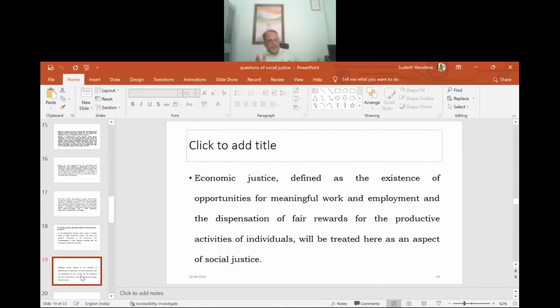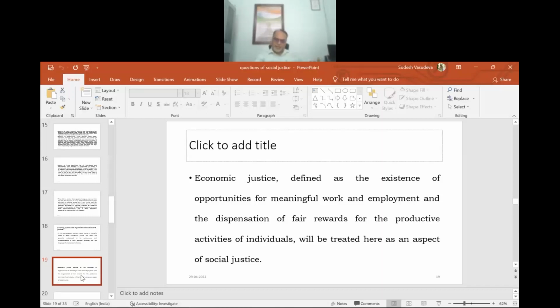The negative aspect of this, which in modern times we understand, is no work, no pay. So you have several decisions of the highest court of this land wherein the principle of no work, no pay has been applied. That is also an aspect of social justice, because we are talking about fair rewards for the productive activities of individuals. If someone doesn't work, you cannot simply go on giving him salaries or wages. Fine.